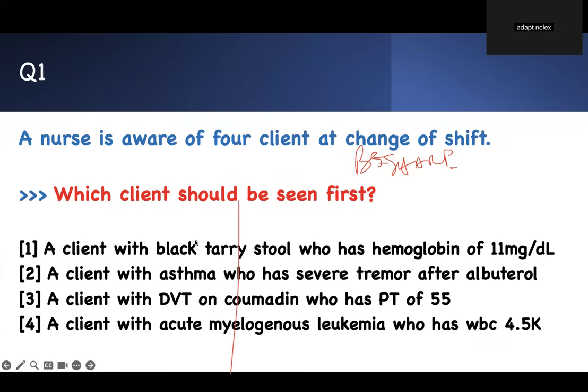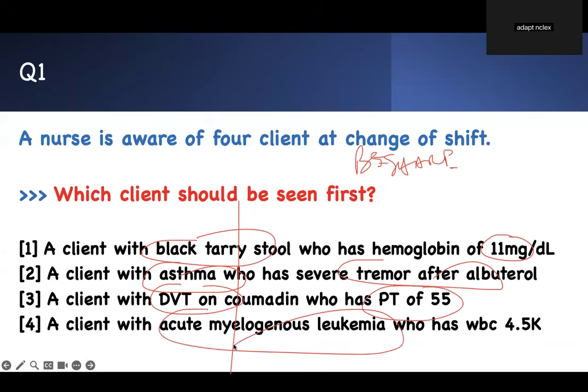A client with what? Black tarry stool, bleeding, right? He has a hemoglobin of 10, 11. Think about it. A client with asthma. Is he an airway issue? Who has severe tremor after albuterol? A client with DVT on Coumadin, whose PT is 55. A client with acute myelogenous leukemia, who has a WBC of 4.5 thousand. You have to be sharp.